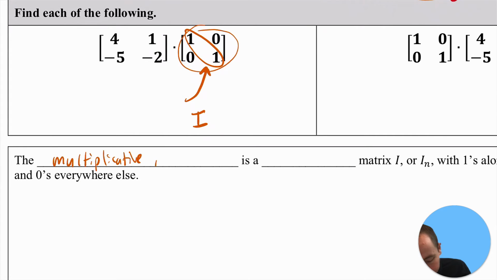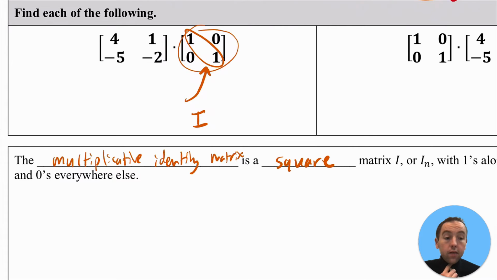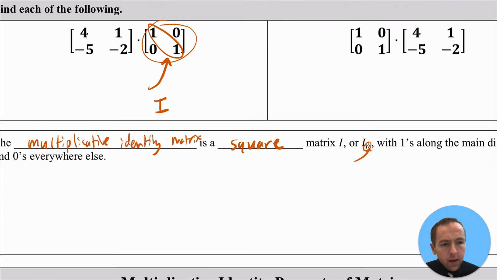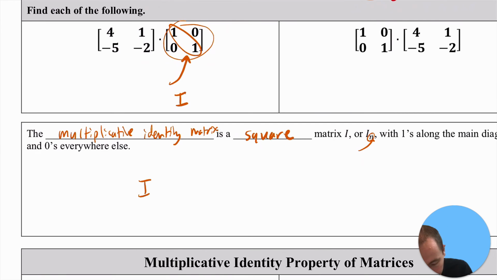The multiplicative identity matrix does need to be a square matrix. By being square, that means it needs to have the same number of rows as it does columns. So when we call it I, oftentimes we'll put a subscript number right there, which will tell you the number of rows or the number of columns. Of course, we only need to put one number since it's always square. So if it was a 5, you would know that both the rows and columns are 5. Like I2 would look like this.